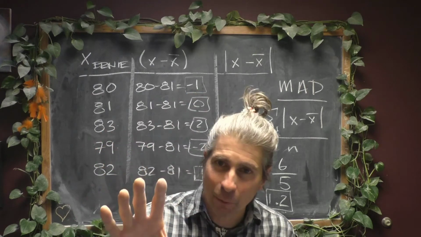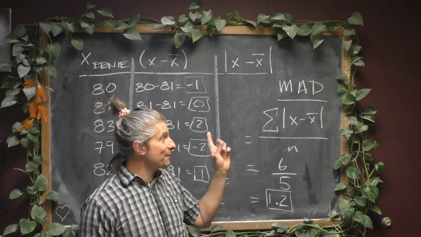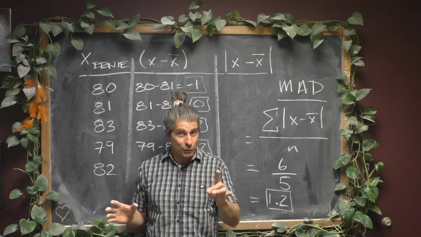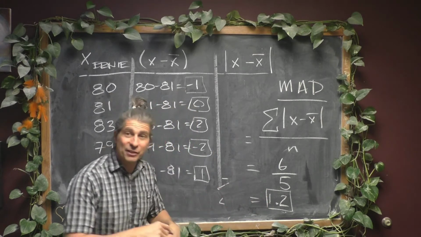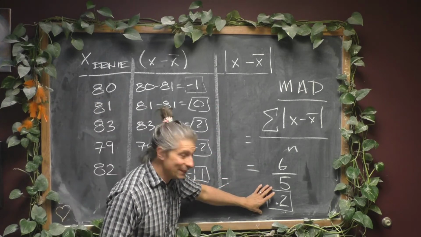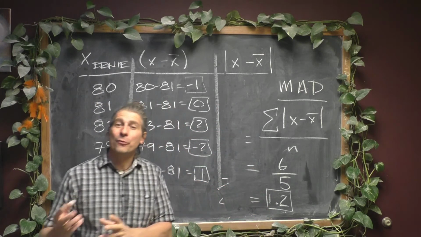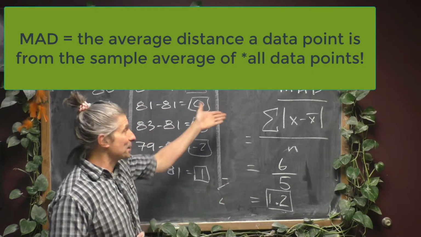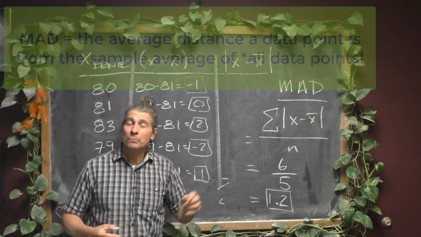And that might seem a little bit weird, but when you're talking about deviation from the mean, you're talking about it in terms of average. You're talking about it in terms of average. So you have to say the word average twice. On average, Ernie's tests deviate 1.2 points from his average of 81. Isn't that cool? That's mean absolute deviation, or MAD.